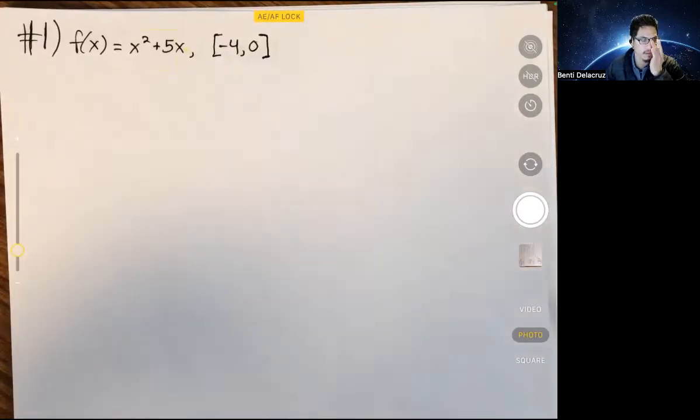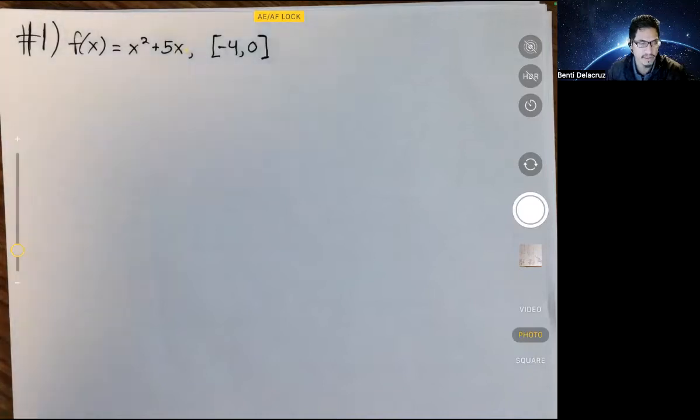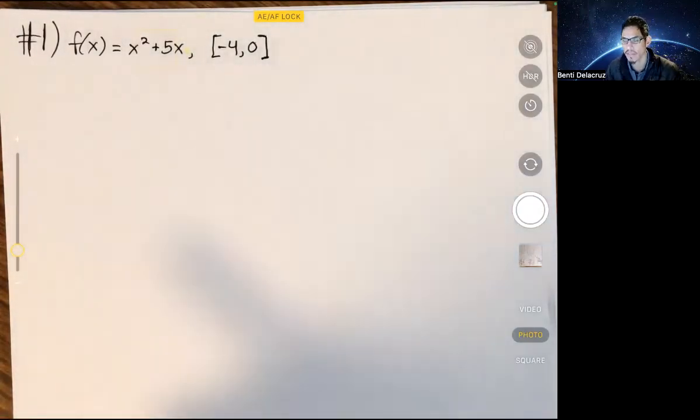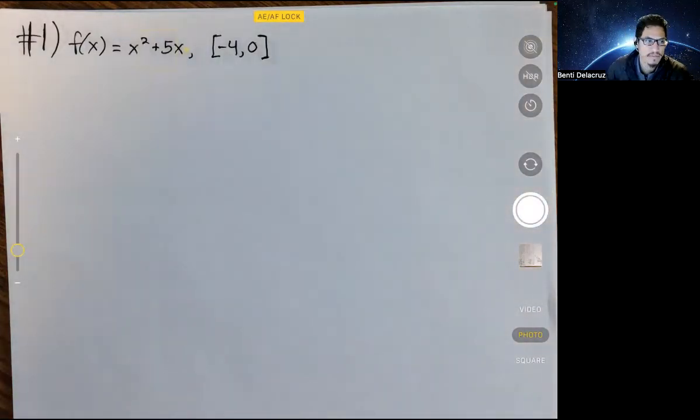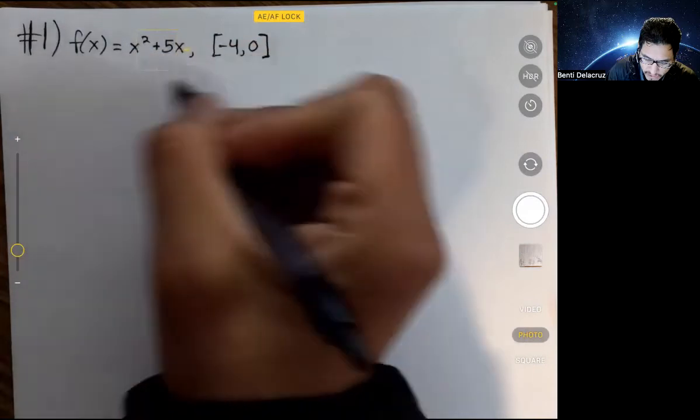All right, so our goal in these problems is to find the absolute extrema for these functions. And what that means is to find the maximum and/or minimum, so the highest or largest y values and/or the smallest or lowest y values. So let's look at this first one.